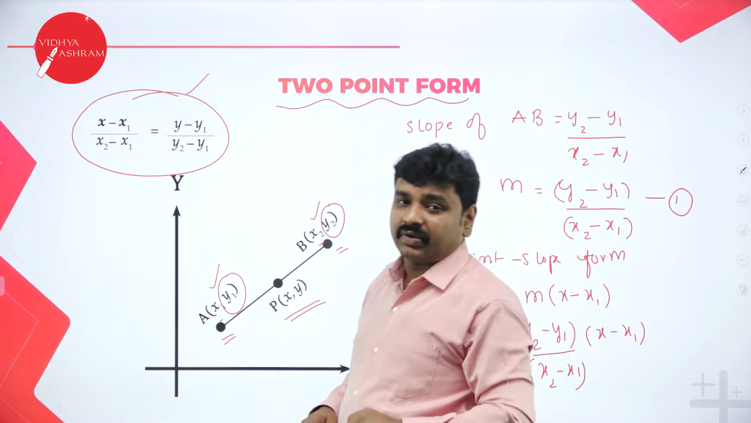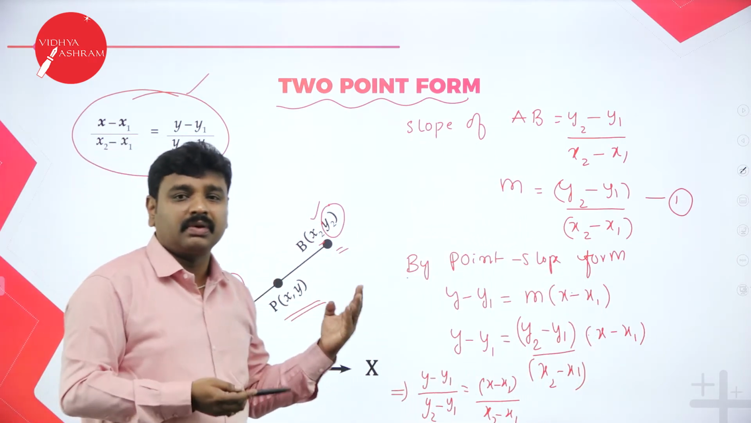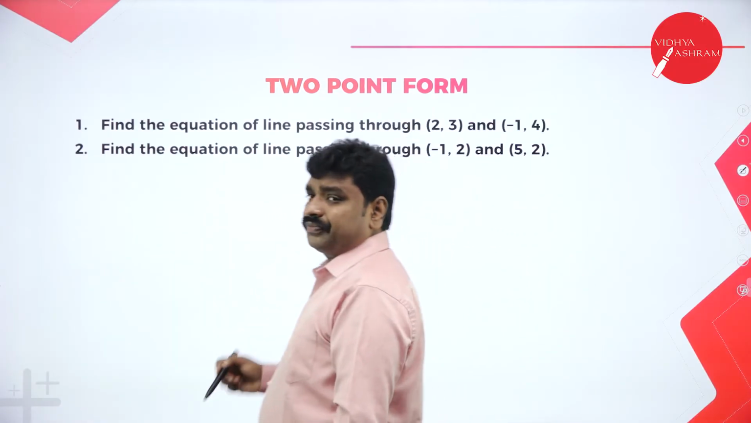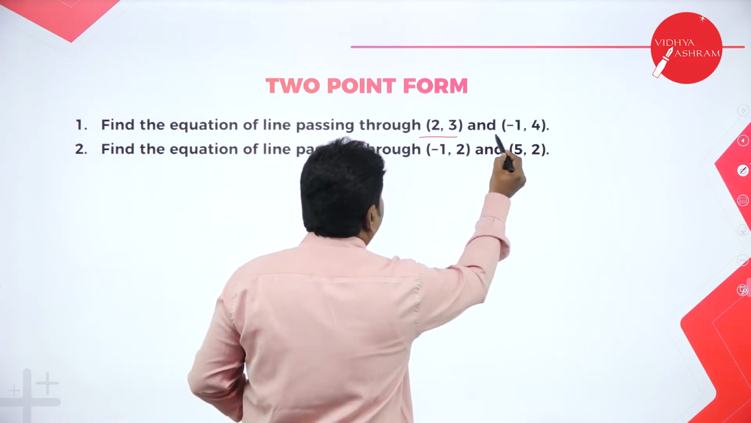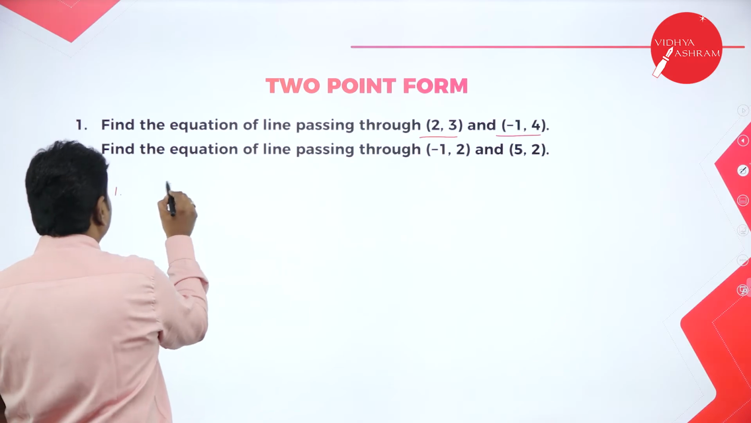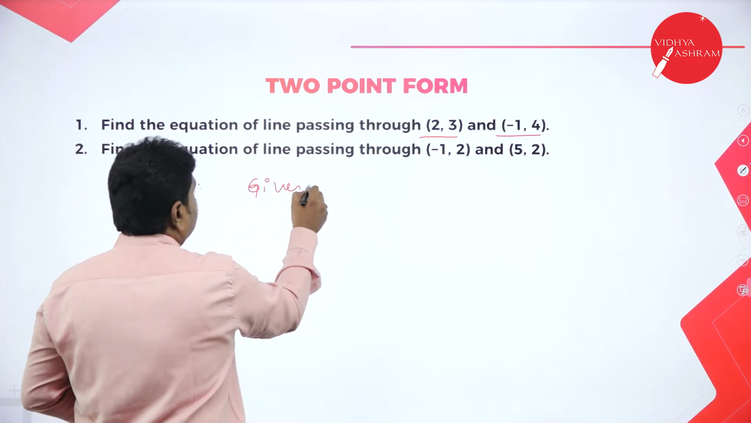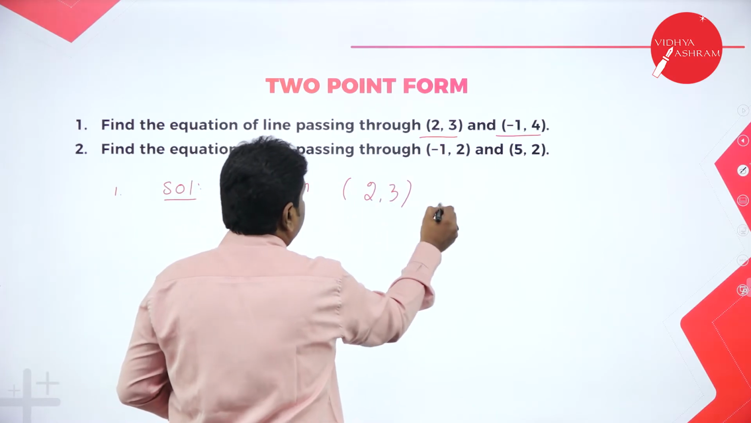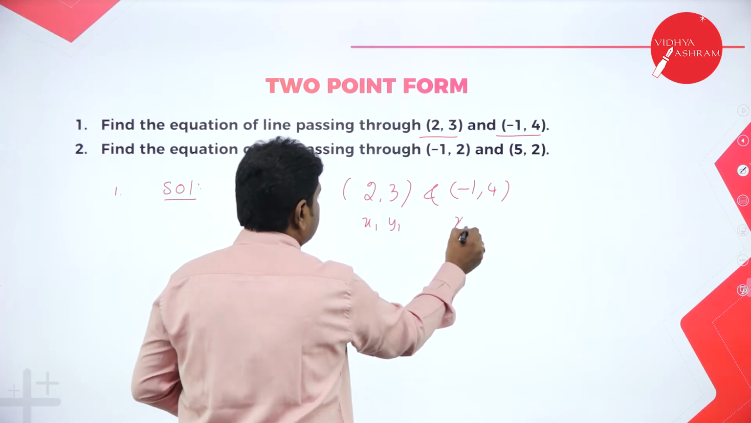All derivations are equally important. For 3 marks they'll ask you to derive and they'll give an associated problem also. Now, 2-point form, problems based on this. Find the equation of the line passing through 2 points. They give 2 points. So the first question's solution starts with what is given. What is given? (2, 3) is one of the points, and (minus 1, 4) is the other point. I call this x1, y1, and I call this x2, y2.